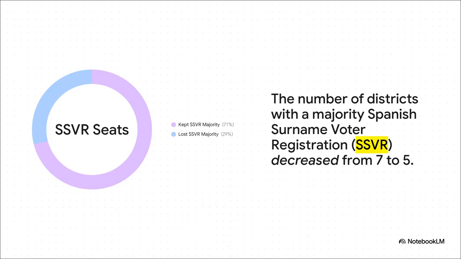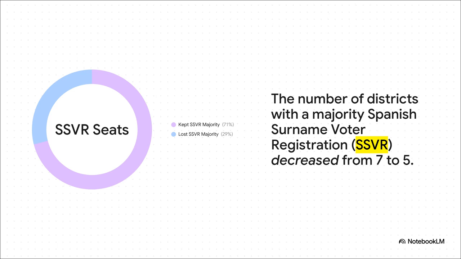Okay, stick with me here, because this is where the analysis gets really interesting. The report brings in a second way of measuring this, SSVR, which stands for Spanish Surname Voter Registration. Now, this looks at who is actually registered to vote, not just who is eligible. And when you look at it that way, the number of Hispanic-majority districts actually dropped. It went from 7 down to 5. That's a net loss of 2 seats.